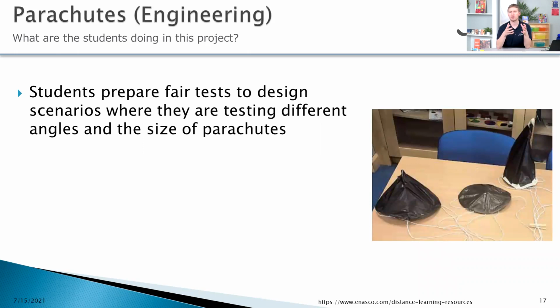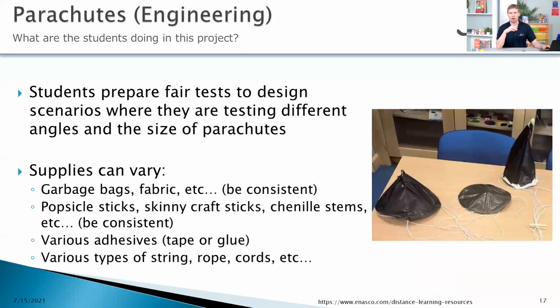And again, you can get very technical with this, as far as geometry and some of the other lengths and distances, depending on the supplies you use, whether they're rigid or have more pliability to them, especially when it comes to the canopy. So you can use garbage bags, fabric. There's a lot of things you want to be consistent with. Popsicle sticks, any of those things.